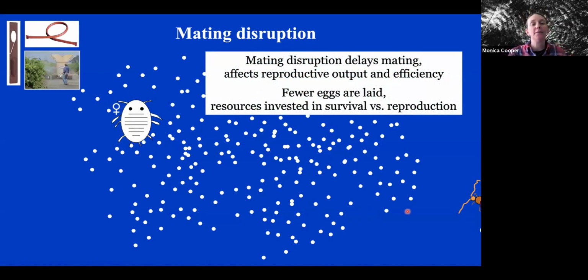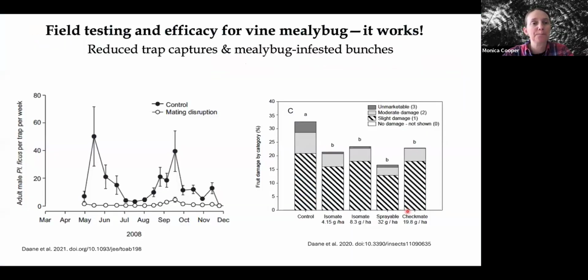laid and those resources that would have been used for eggs or for reproduction are instead invested in survival. So the older the mealybug is when she's mated, the fewer eggs she's able to produce. So it has an effect of delaying mating in that you get less output of viable eggs.